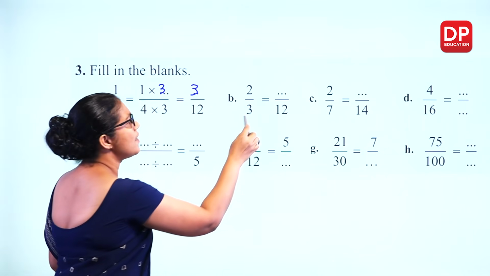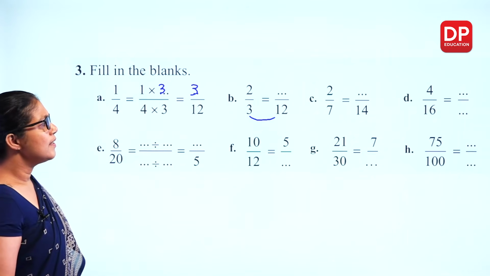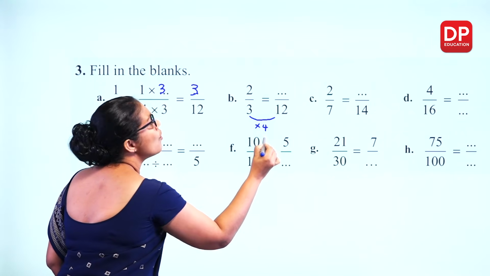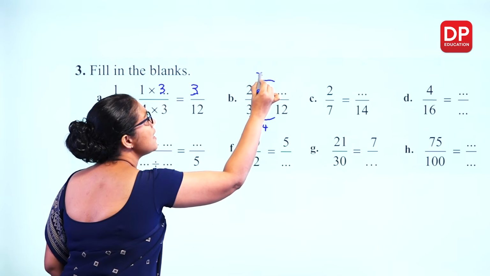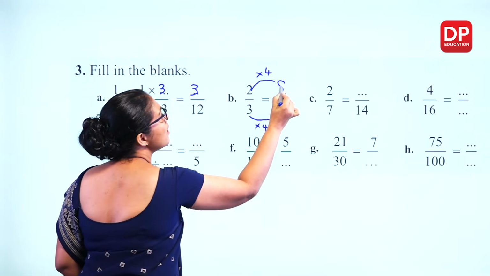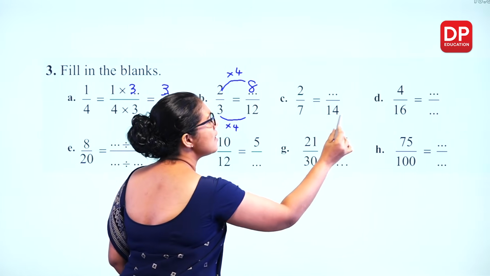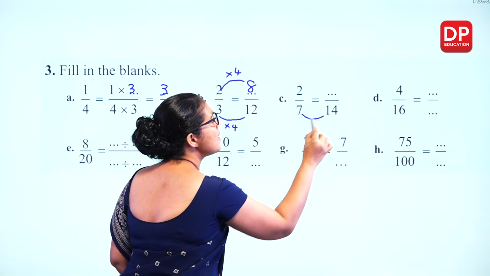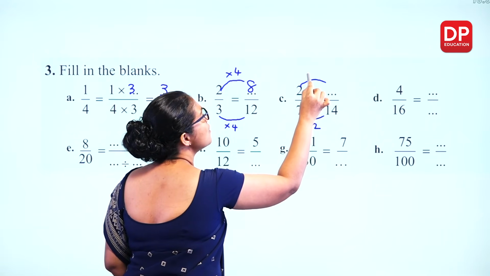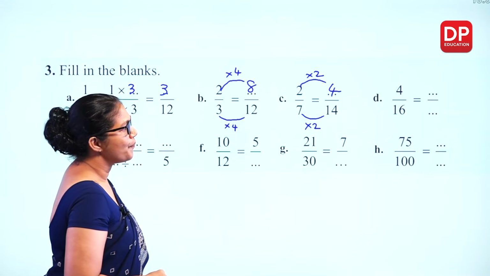You need to convert this to 12. 3 to 12, how do you do that? You multiply by 4. You have to do the same thing to the numerator. 2 times 4 is 8. In this one, how do you get 14 from 7? Multiply by 2. What do you do here? Do the same thing. 2 times 2 is 4.